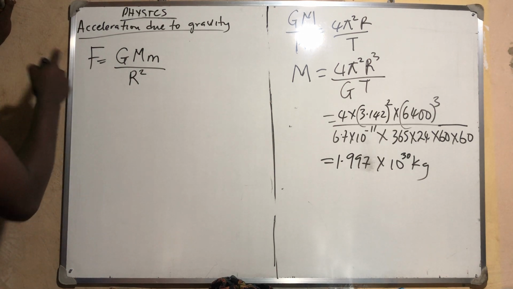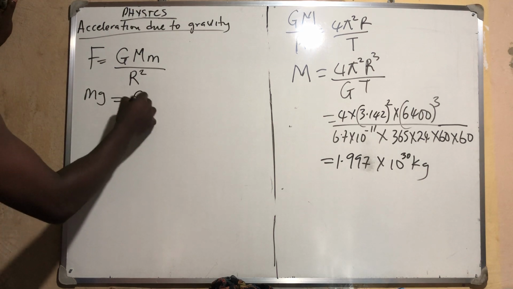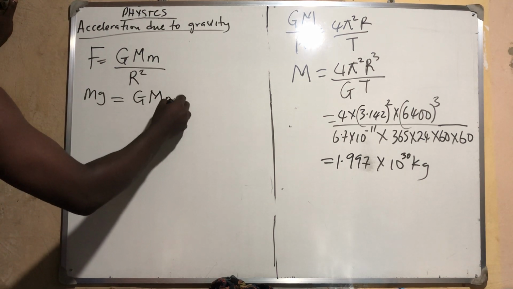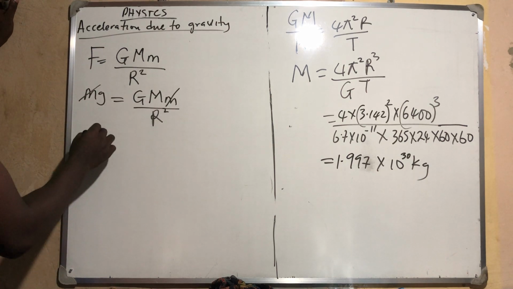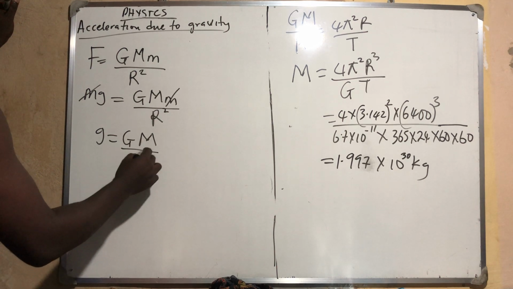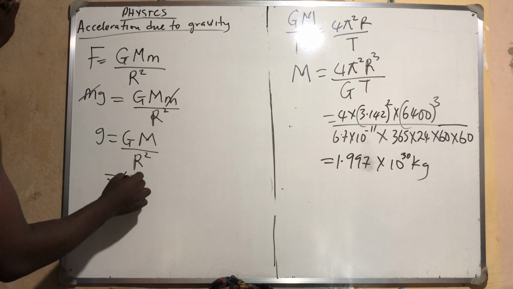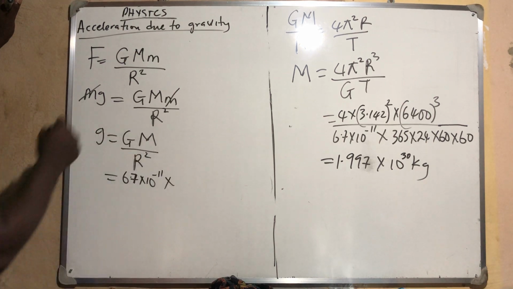So we want to get acceleration due to gravity. So I know that my mg, force, is equal to G M m over R squared. So if we cancel one of these m, I have that my small g is G M over R squared. So if you put it, you have 6.7 times 10 raised to power minus 11 times the mass of the earth.